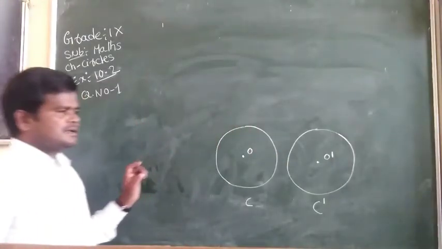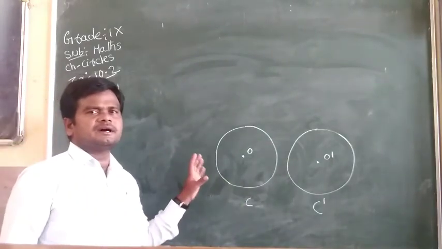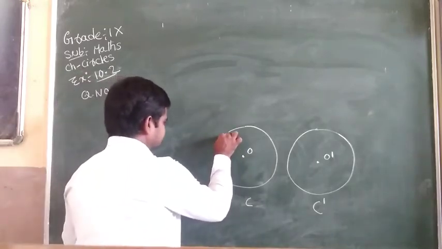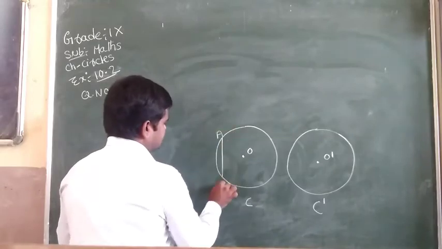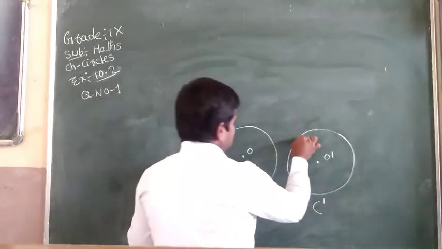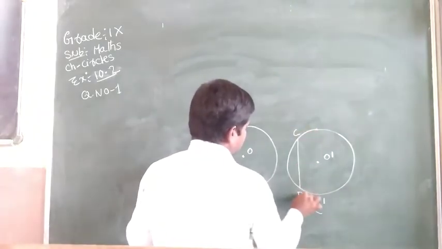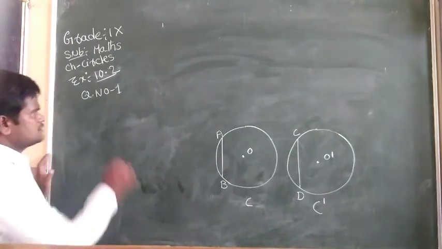Given that the chords are equal, this chord is AB and this chord is CD. So here, given that the chords are equal. So come to the solution.